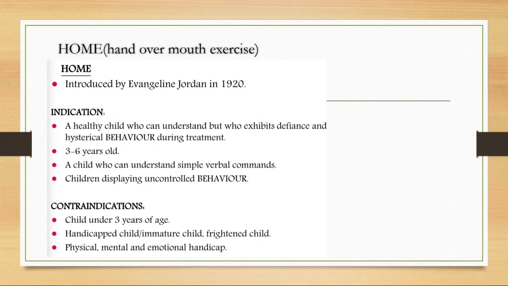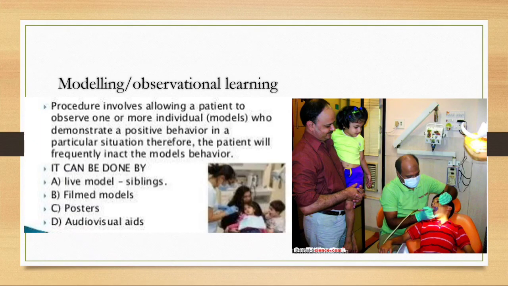Then we have HOME, that is already explained, hand over mouth exercise, introduced by Jordan in 1920, indicated in a 3 to 6 year old child who exhibits defiance and hysterical behavior, and who can understand simple verbal commands, and displays uncontrolled behavior. But it is contraindicated in children less than 3 years, and in physically and mentally challenged students, I mean the kids.